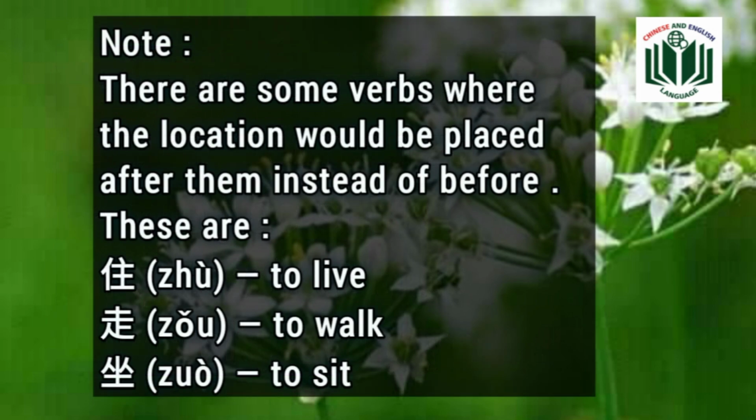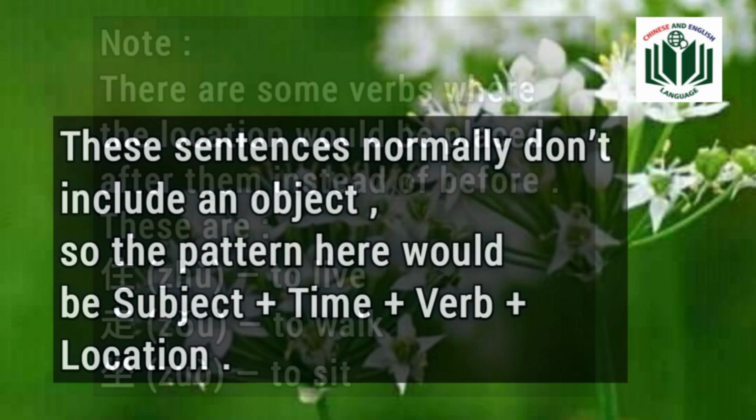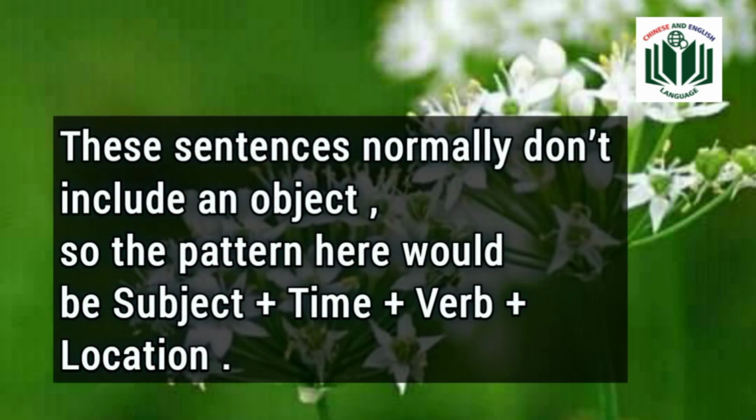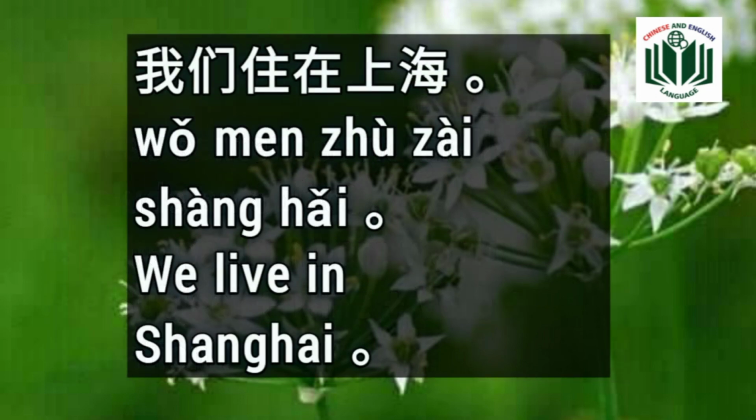Note, there are some verbs where the location would be placed after them instead of before. These are 住 to live, 走 to walk, 坐 to sit. These sentences normally don't include an object, so the pattern here would be subject plus time plus verb plus location.